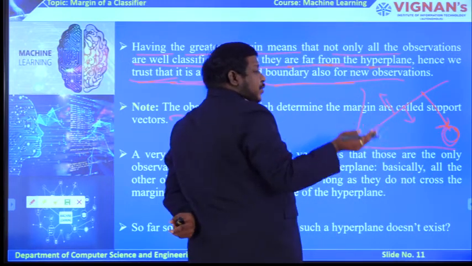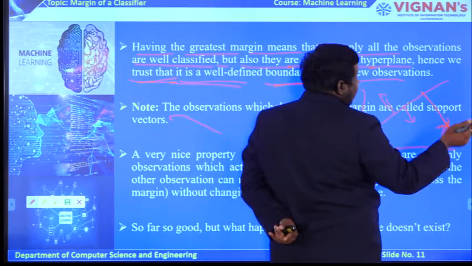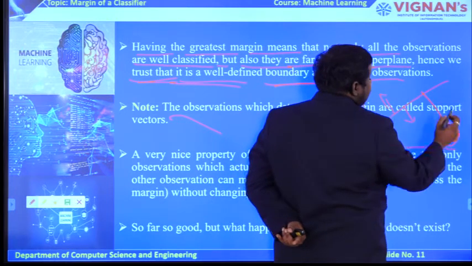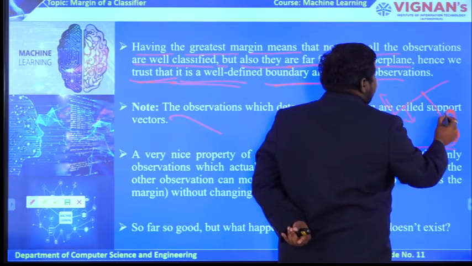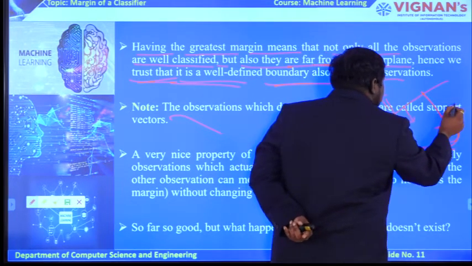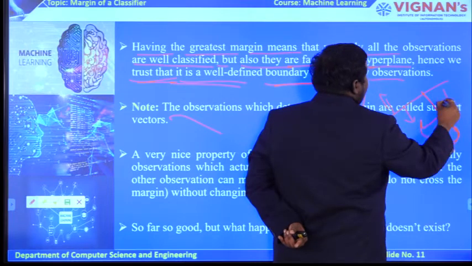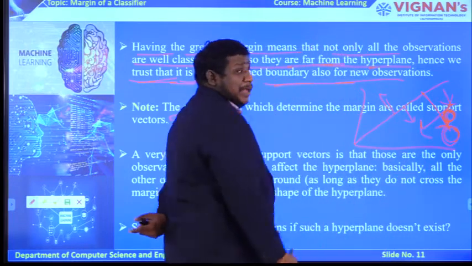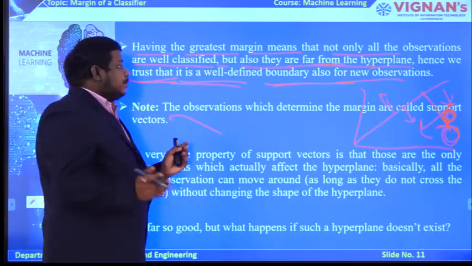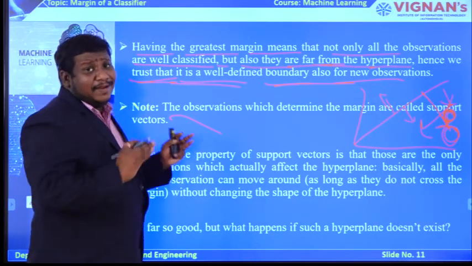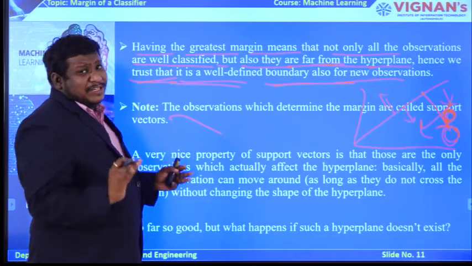Once a new observation comes in the future, let us say after 1 week or 10 days, if any variable falls near this, then automatically we can consider that this variable also belongs to the same limit, that is the lower boundary of this hyperplane. That is the main advantage of having more margin. So we are trying to find here the larger margin, that is, more distance between the variable and the hyperplane.